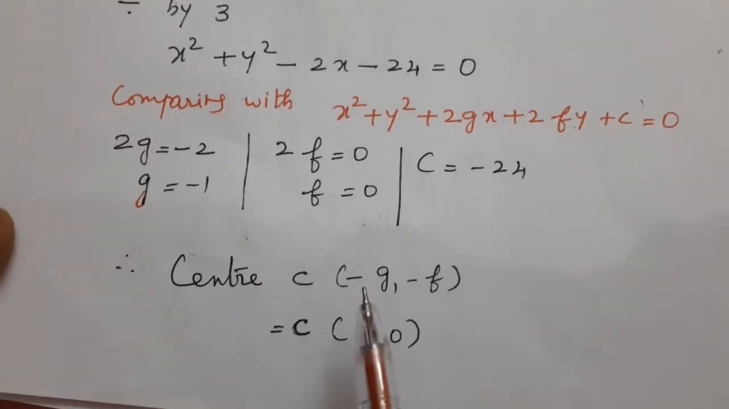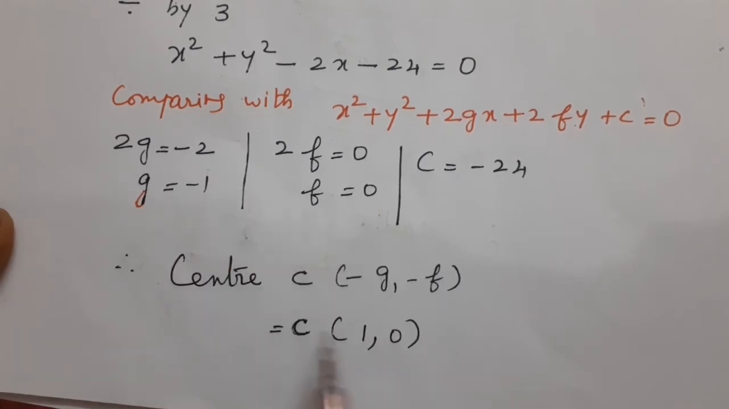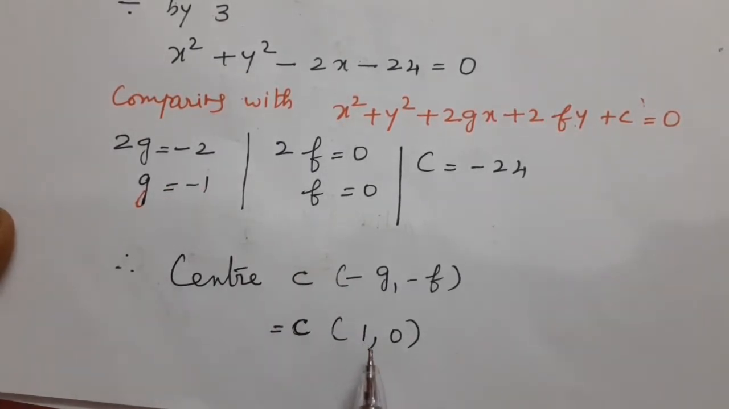What is our center? Center is nothing but what? Minus g comma minus f. What is our g? g is minus 1, f is 0. Therefore, center is nothing but what? Minus 1 comma 0. Question also on minus g. Here the g is nothing but minus 1. Already having minus, minus into minus becomes plus. Therefore, 1 comma 0. Center is 1 comma 0.